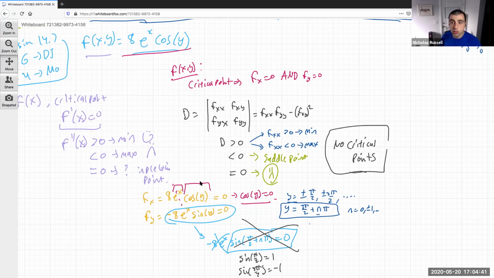Because these two things are never satisfied together, there will never be an x and y such that these are satisfied. The 8 is irrelevant. I could put any constant other than 0 in front of here, and this will always be the case too.